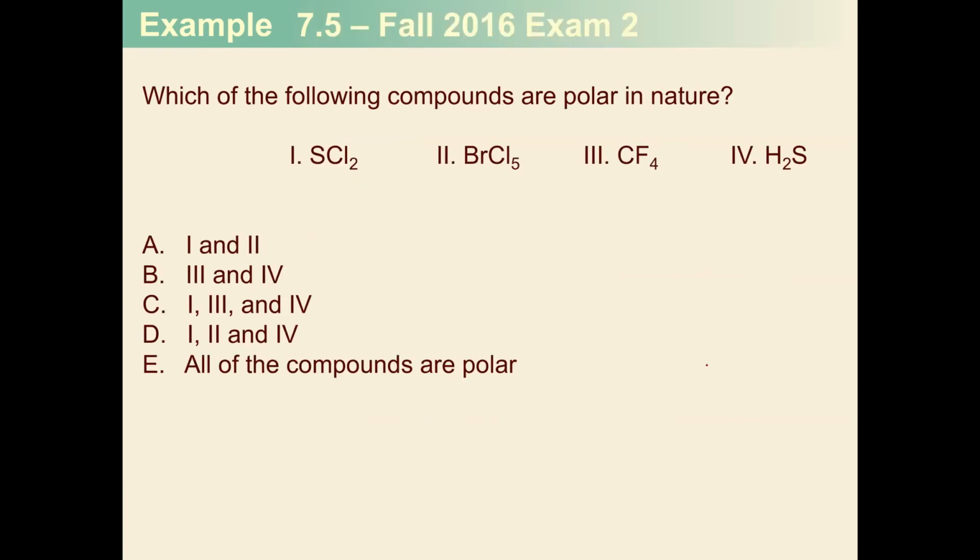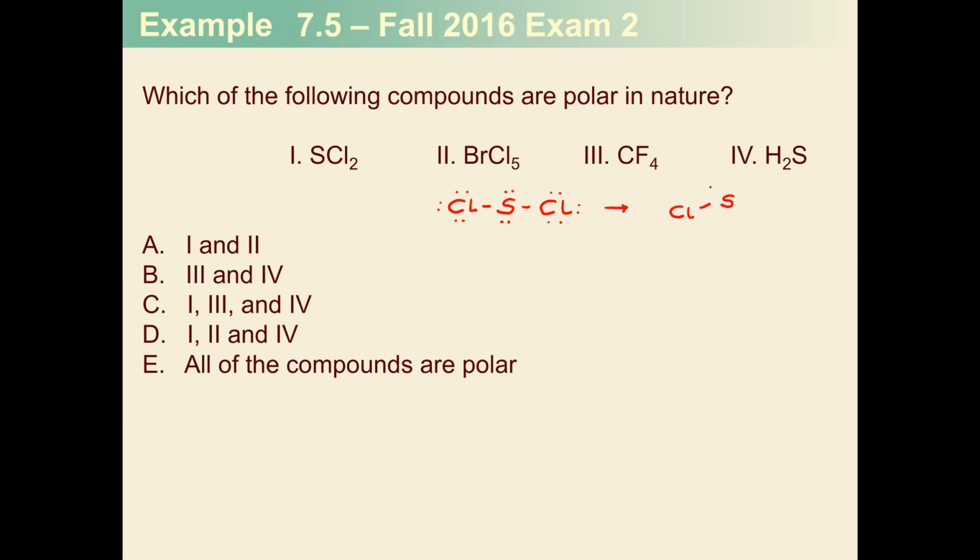Our final example for this video: which of the following compounds is polar in nature? So now we have to look at our various drawings. So let us go ahead and start with our SCl2. So if I have my chlorines on the outside, my sulfur in the middle, I will have a total of 20 electrons. So in this case, I will put the electrons on chlorine, and now I have a good Lewis structure. But remember, what I want to do in this case is look at it in its molecular geometry.